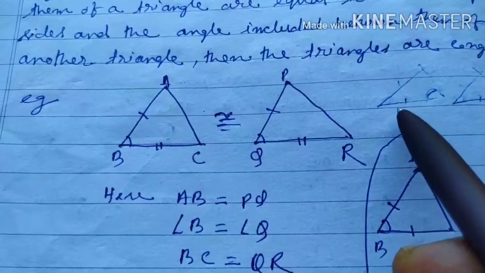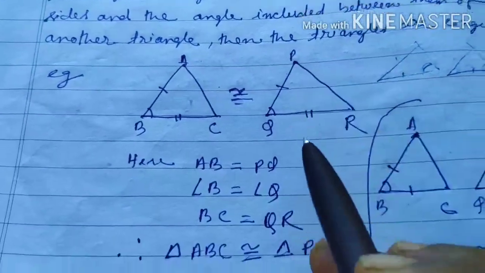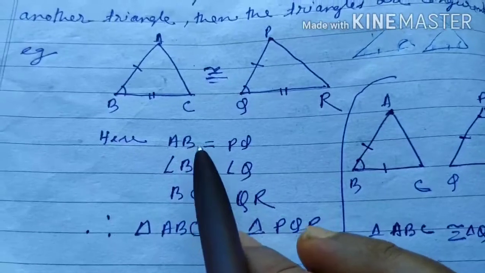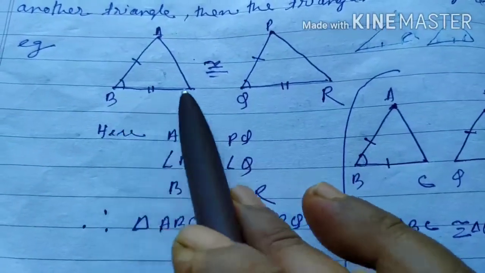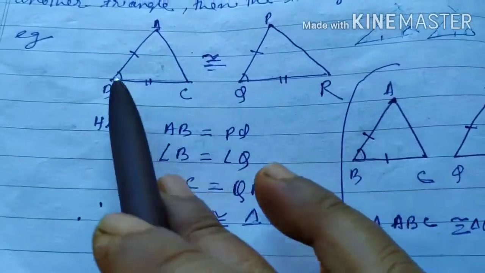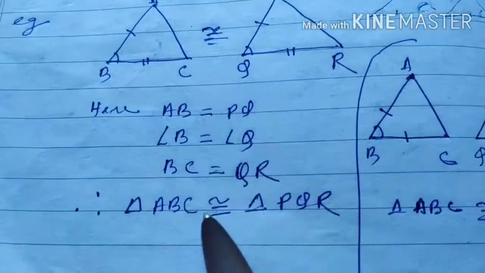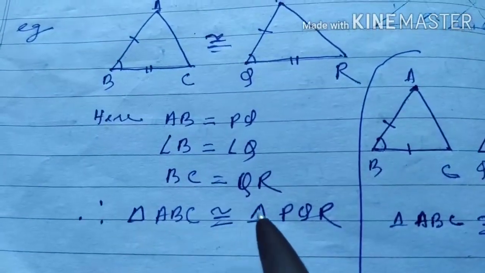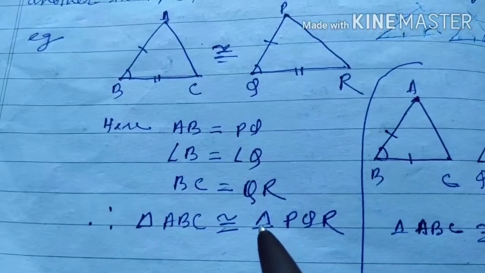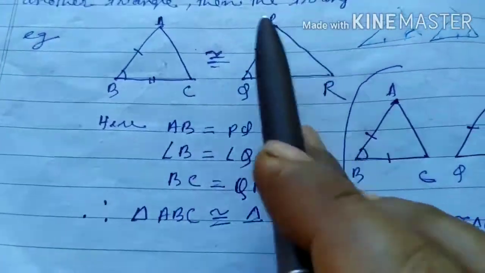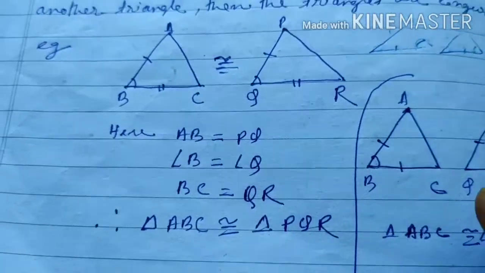For example, AB and PQ are corresponding sides, BC and QR are corresponding sides, and the included angle is angle B and angle Q. Then we can say the two triangles are congruent.